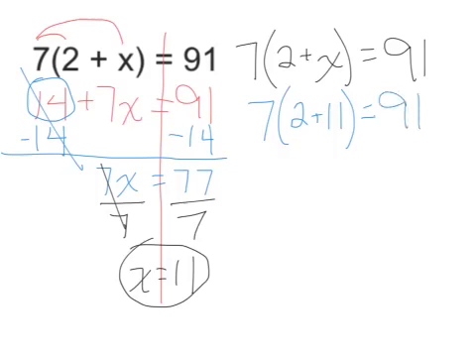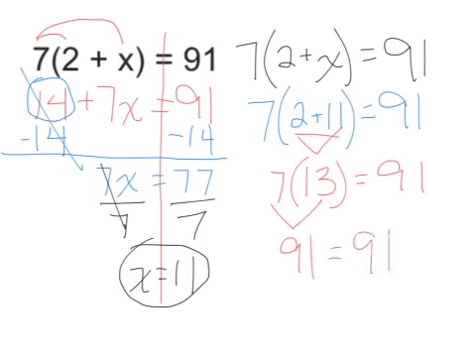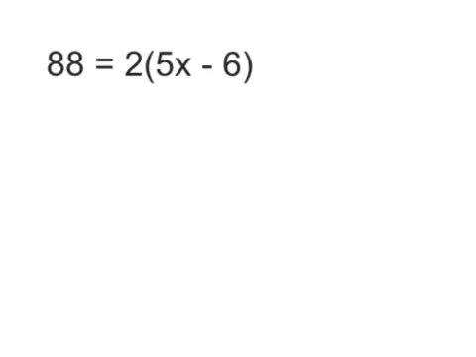So whenever we look at PEMDAS, you do what's inside parentheses first. So inside the parentheses we have 2 plus 11, and that equals 13. And so we have now 7 times 13, which is 91. Since 91 equals 91, we are correct, and we know we are correct. Now let's move on to the second problem.